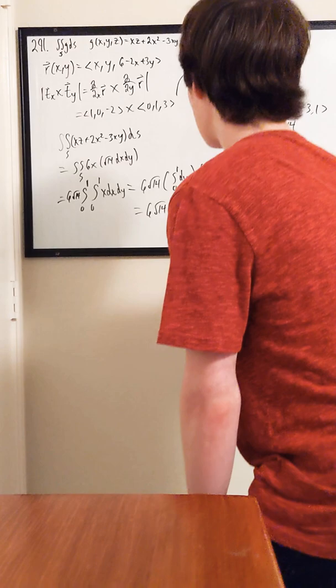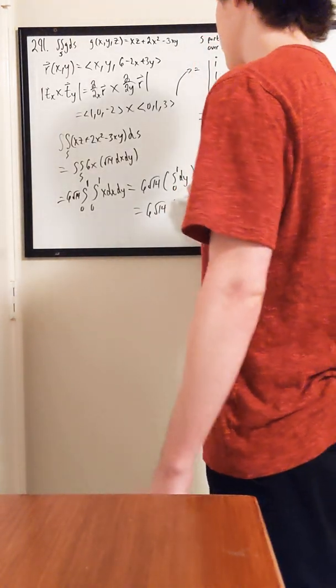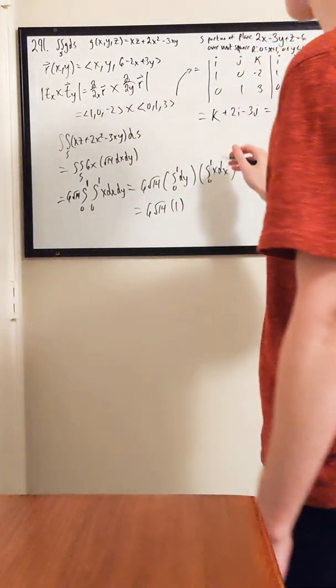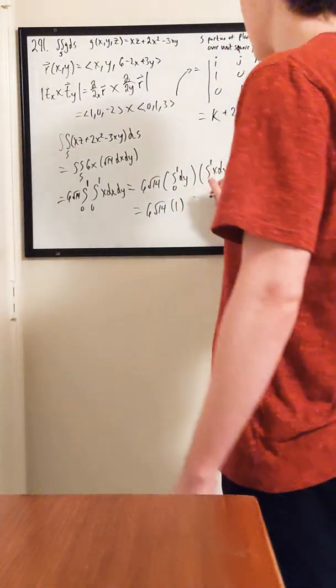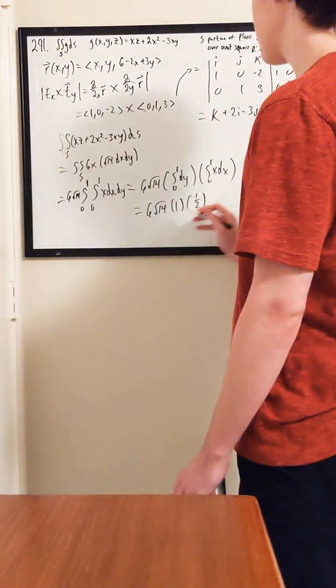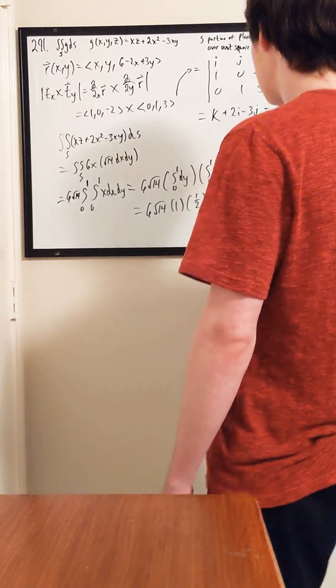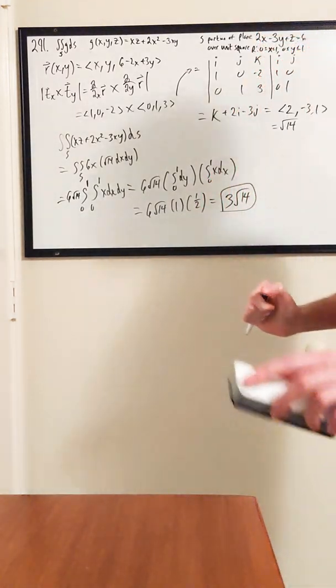If you integrate this, that would give you y, and from 1 minus 0, it would be just times a 1. This would be x squared over 2, so it would be times 1/2. So it would be 6 square root of 14 times 1/2, and that would give you 3 square root of 14 for your answer for the surface integral of g.